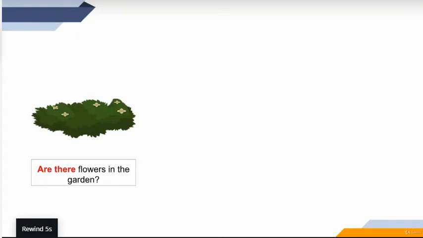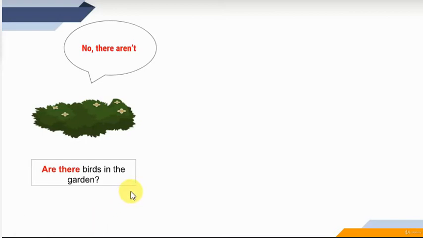The next case: are there flowers in the garden? Yes, there are. After that, are there birds in the sky? No, there aren't. The logic is the same. There are is positive. To make it a question, you exchange the places of there and are. Are there birds? Are there flowers? Positive answer, yes, there are. Negative answer, no, there aren't.